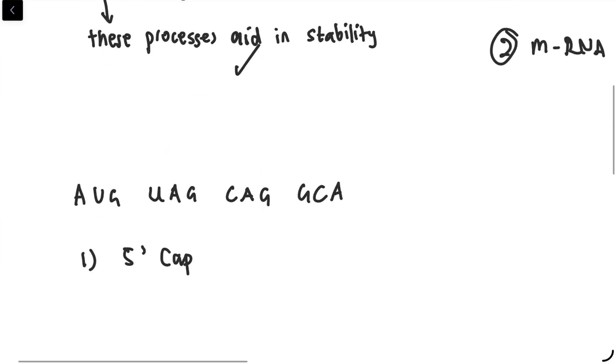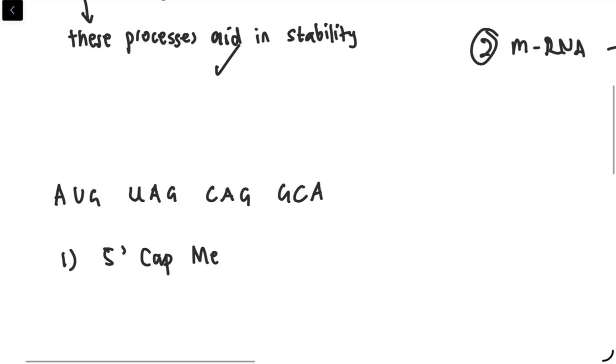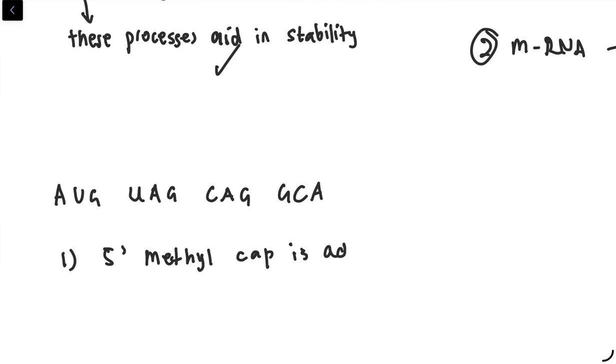So the first step that happens is that a 5-prime methyl cap is added. So let's actually rewrite this. A 5-prime methyl cap is added. 5-prime meaning it's added to the 5-prime end. So we can have a strand going from 3 to 5 as we know. So the methyl cap will be added here. So this would be our methyl cap, right?